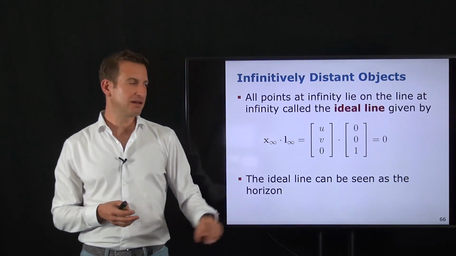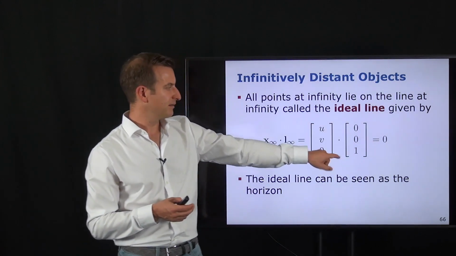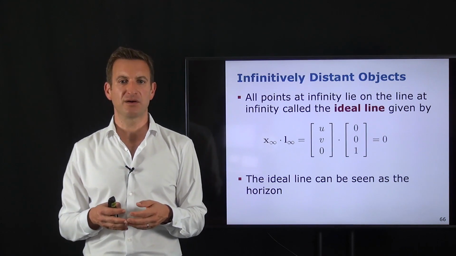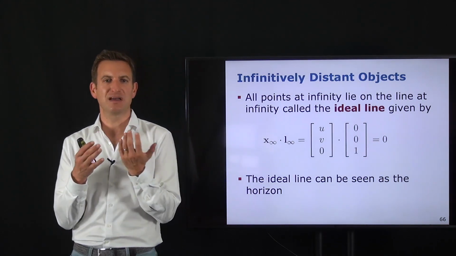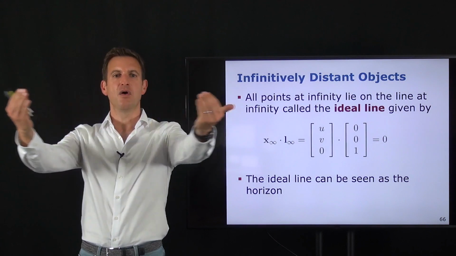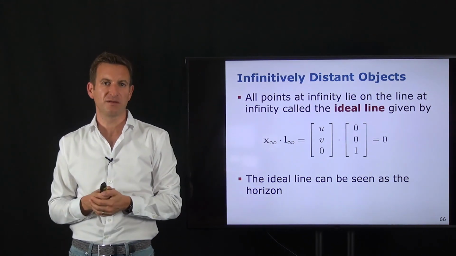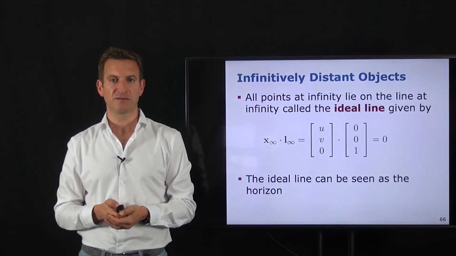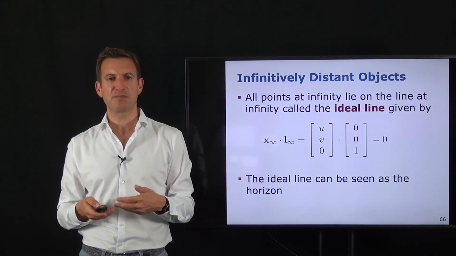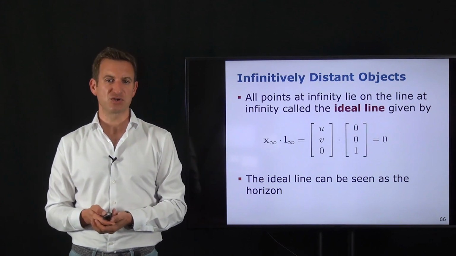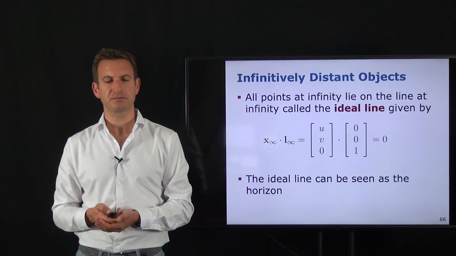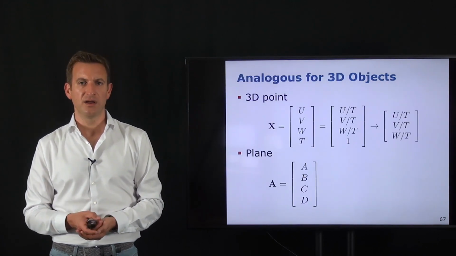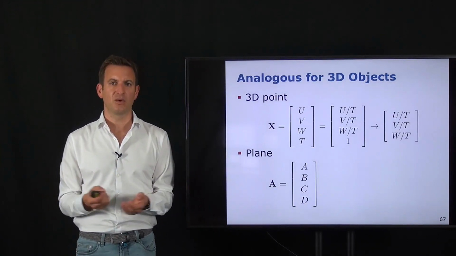That means nothing else than that this is the ideal line, which connects all points which are infinitely far away. And you can visualize this as the horizon line. It's basically the whole horizon which spans infinitely far away, and that connects all points that are infinitely far away from you. So we can explicitly represent a line containing all the points which are infinitely far away from us. This is something that we have done in 2D so far. We can do things in a similar way in 3D.